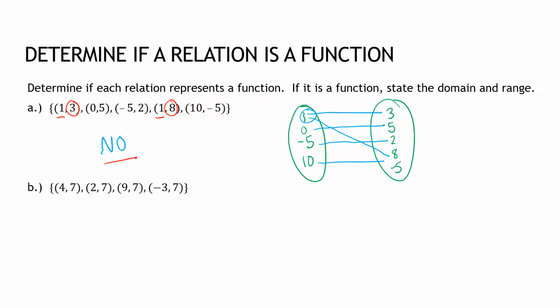So in my next one, I have 4, 7, 2, 7, 9, 7, -3, 7. So obviously we know what my little mapping would look like if I wrote my mapping out, which is what that's called. They would all be mapped to 7, but is that a problem? No, it's not. This would be a yes, it is a function, because 4 and 2 and 9 and -3, we don't have any element of the domain that happens more than once, and therefore it cannot be mapped to something different each time. Again, draw the mapping if you'd like.